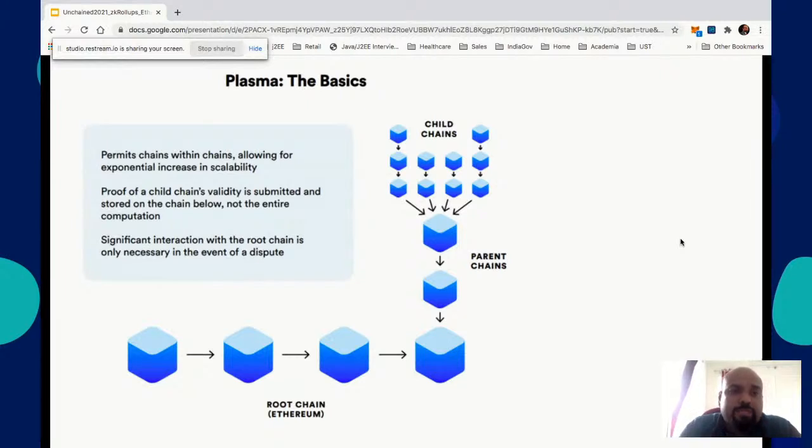So Plasma permits chains within chains, allowing exponential increase in scalability. So there is the concept of a child chain. The validity of the child chain is submitted and stored on the parent chain. You don't do the entire child chain computation on the parent chain. The interaction with the root chain is absolutely necessary only in the scenario of a dispute, only for dispute resolution. So child chains are connected to the root chain.